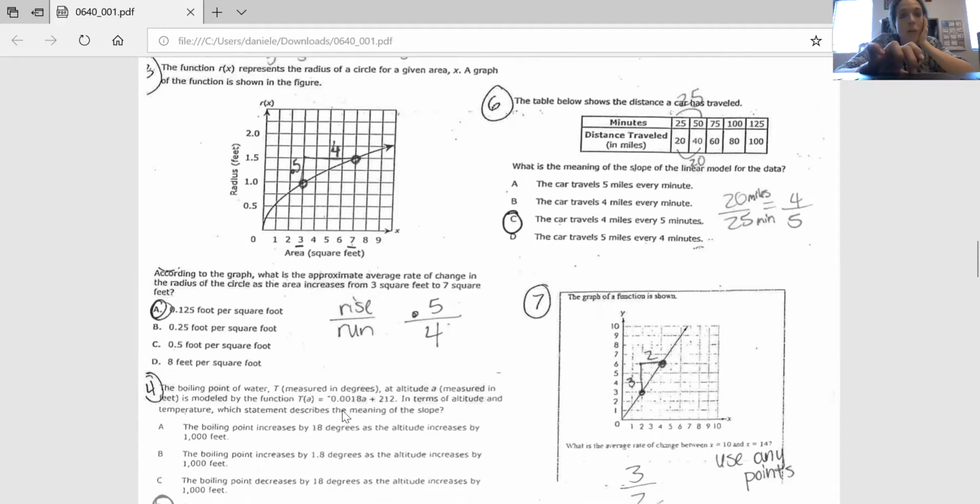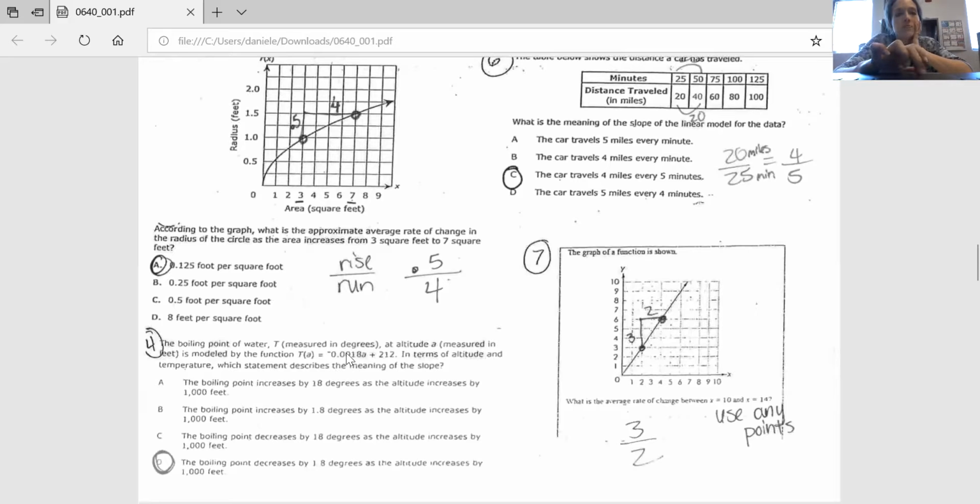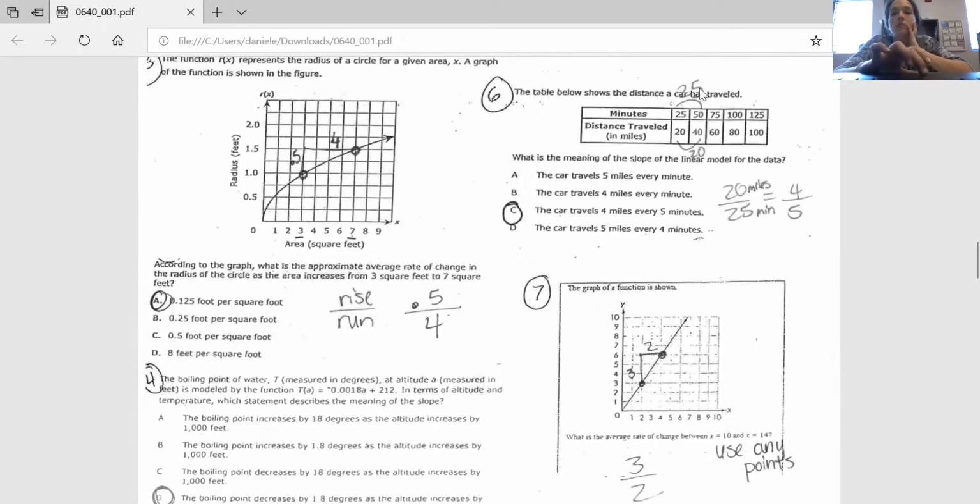Number 4, meaning of the slope. Well, the slope is this negative 0.0018. So you kind of have to think of that as like a fraction. Remember, this is tenths place, hundredths, thousandths, and 10,000ths. So if I think of 18 out of 10,000 and I change that into a decimal, D is going to be the correct answer.